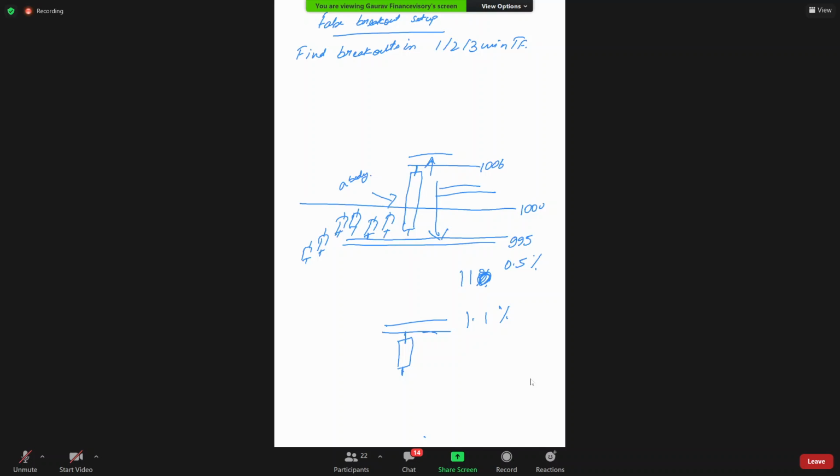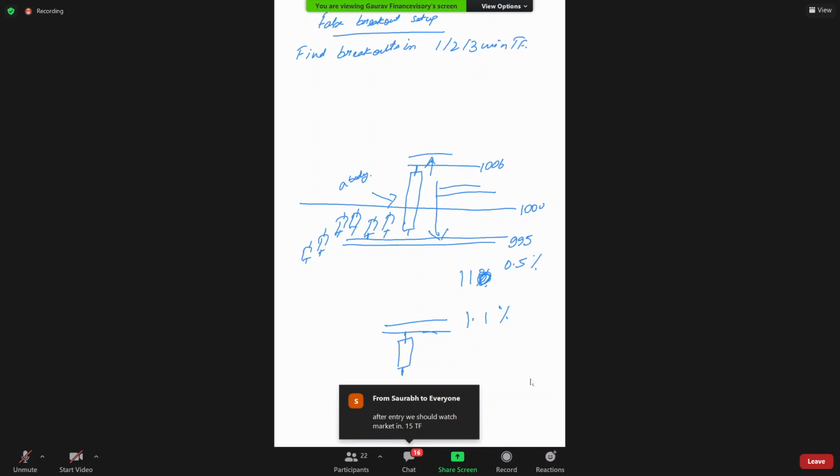I take entries in 1-minute time frame. I personally take my entries: if I find structures in 15 minutes, I take entries in 1 minute. If I find structures in 30 minutes, I take entries in 2 minutes. And if I find structures in 45 minutes, I take entries in 3 minutes. 1 hour, then 5 minutes.